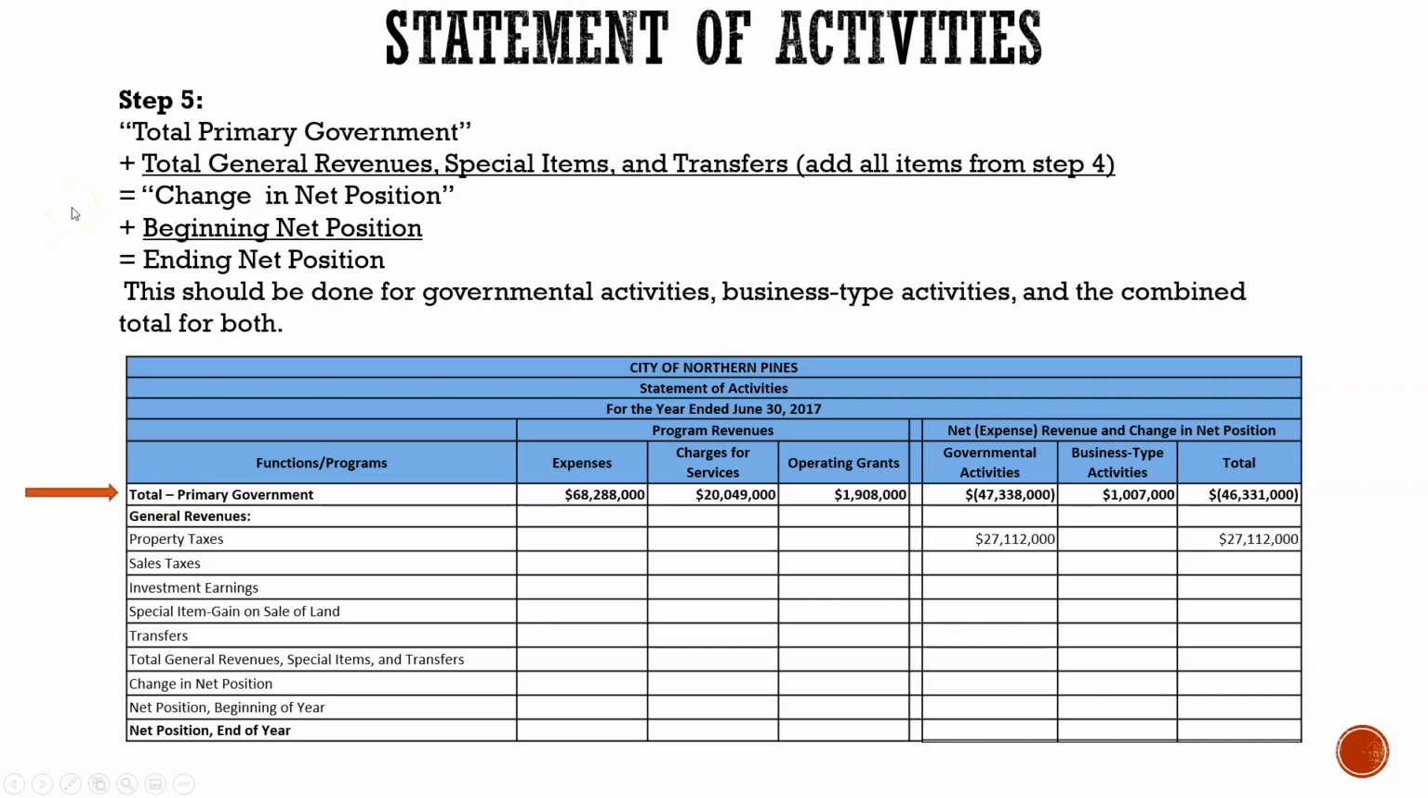Okay, and then you're going to add your general revenues, your special items, any transfers that you had. Those are going to get added here in this header. So we'll start with property taxes, $27,112,000 in property taxes, right?